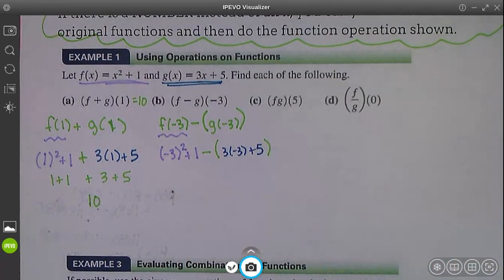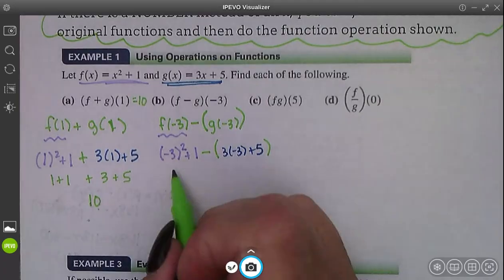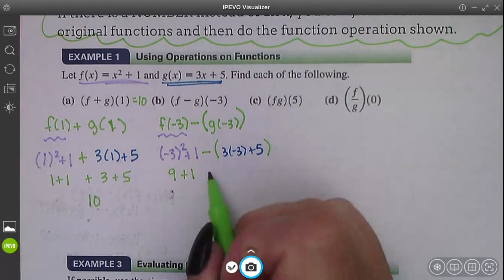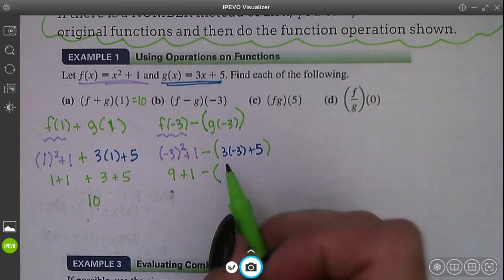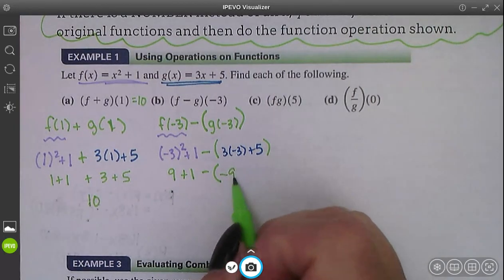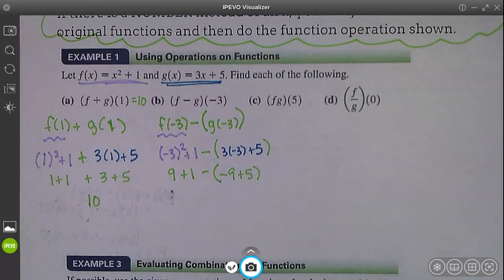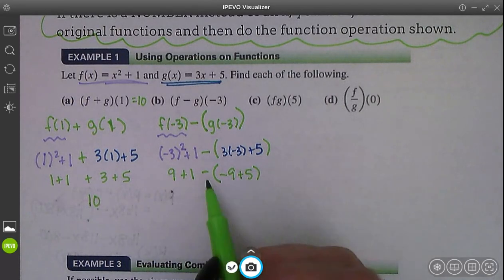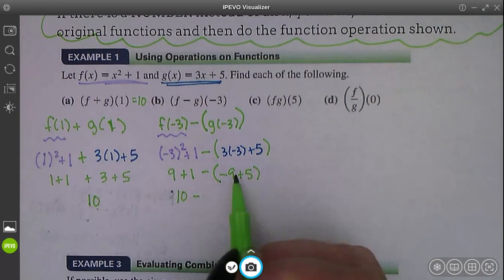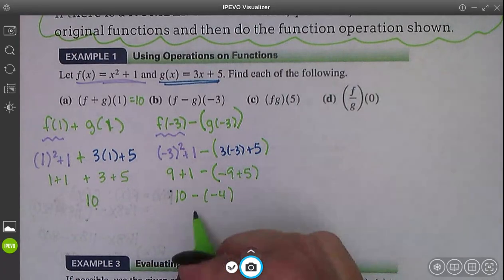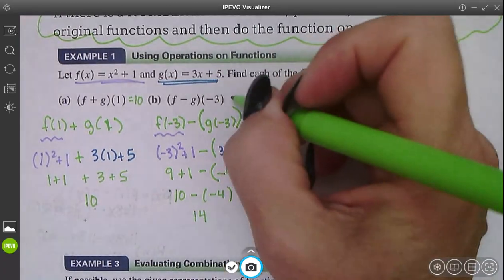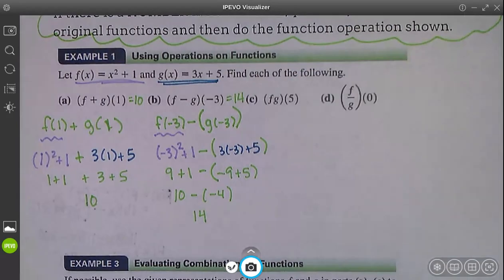And then just work through what you've got. Negative 3 squared is positive 9. So we have 9 plus 1. Subtract. Keep that guy in parentheses until we get it all simplified. 3 times negative 3 would be negative 9 plus 5. So this is 10. Subtract. Negative 9 plus 5 is negative 4. And remember that when we subtract a negative, that's really the same thing as adding. 10 minus negative 4 would be 14. So f minus g of negative 3 is 14. Okay.